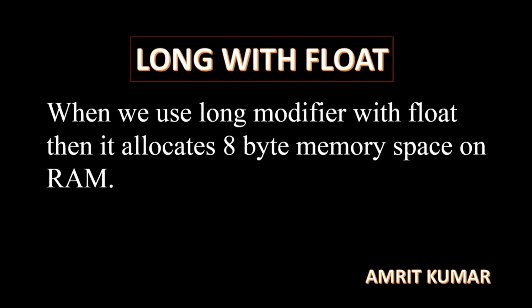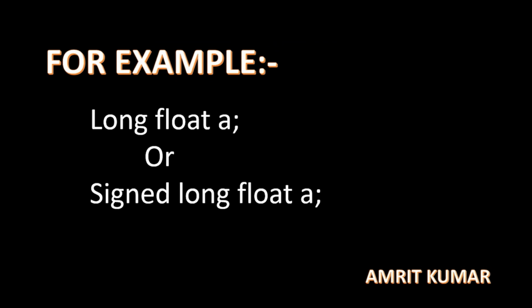So what we are studying here is that when we use a long modifier with the float, it allocates 8 bytes of memory space on the RAM. We have studied the integer data type also, and its size was 2 bytes. We studied the character data type and its size was 1 byte. In the same way, we have also studied the long data type and its size is 8 bytes, so it allocates 8 bytes of memory space on the RAM. So this is long used with the float. Now let's move to the examples.